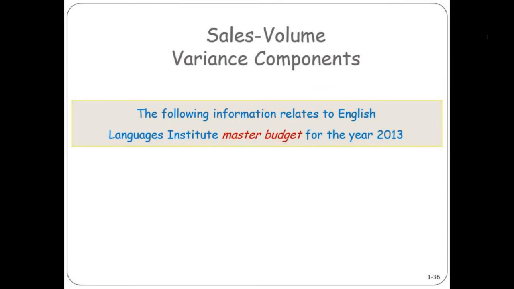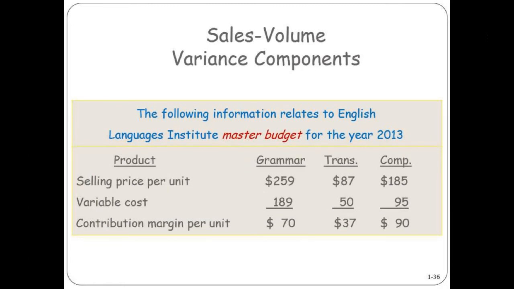Okay, we're back to English language. Let's look at their master budget. They have 3 products: a grammar product, a translation product, and a composition product, with selling prices per unit, as you can see. Grammar being the largest, right? And the variable costs for each of those products. So therefore you have a contribution margin per unit. You can see the composition product has the highest contribution margin per unit.